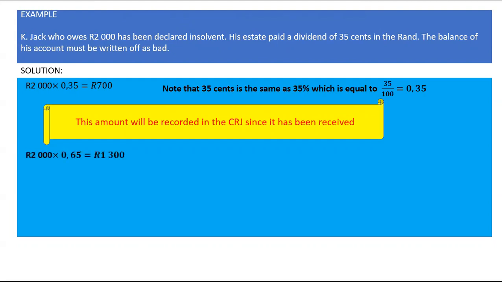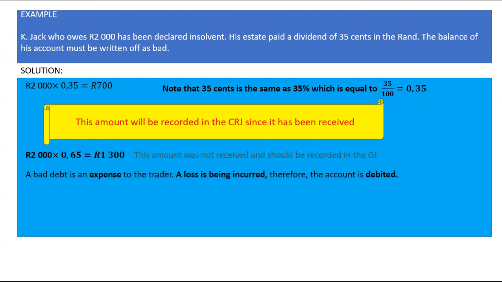Now that 65%, when you multiply the 2,000 by 65%, which is 0.65, you will get 1,300. This 1,300, we have no way to record it except to record it in the general journal. And that is the amount that we call bad debts, which is an expense. Remember, when you record bad debts, when you recognize bad debts, an expense is going up and nothing else has changed. Your bad debts is an expense. When you record it as an expense, it gives rise to an expense, and anything that gives rise to an expense will be debited. And this is a loss.